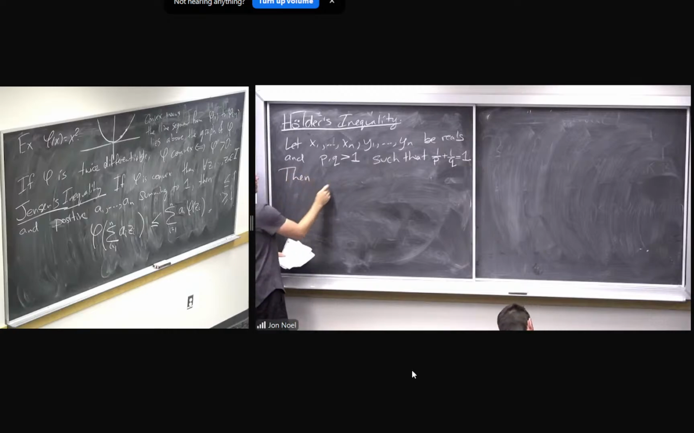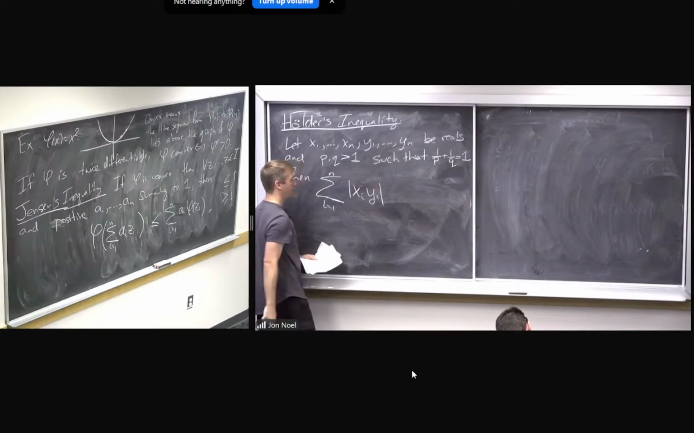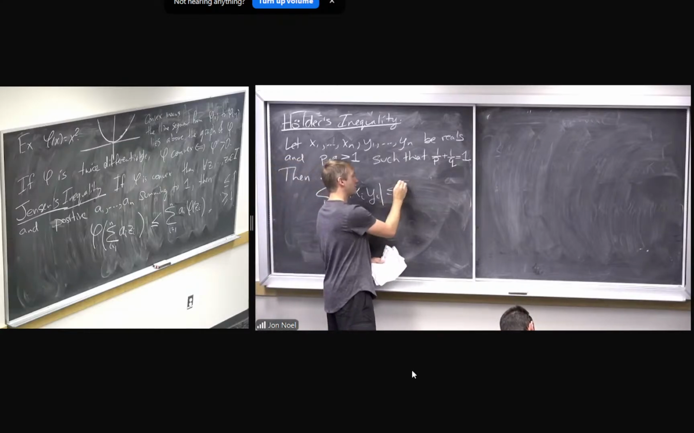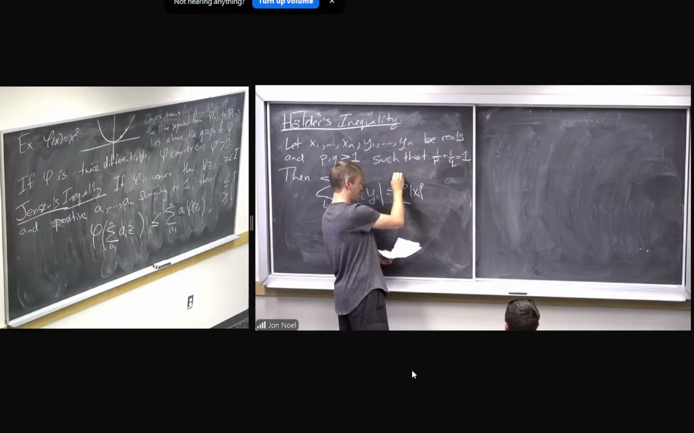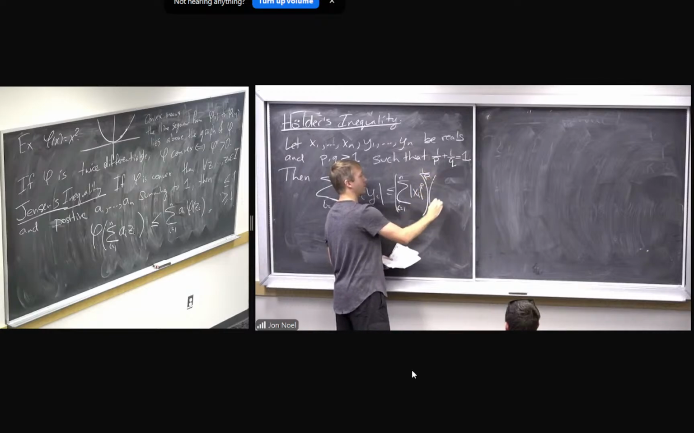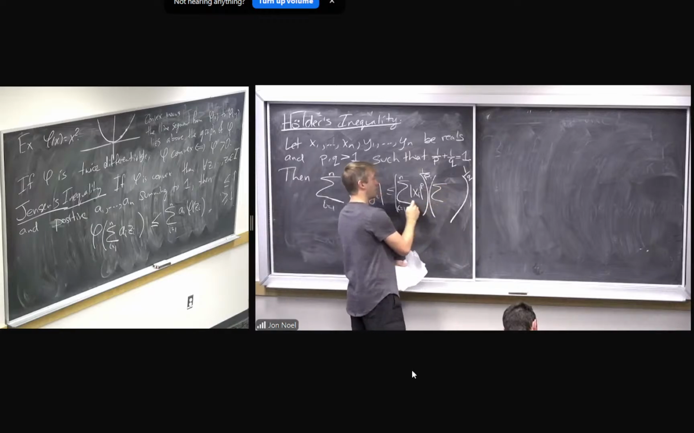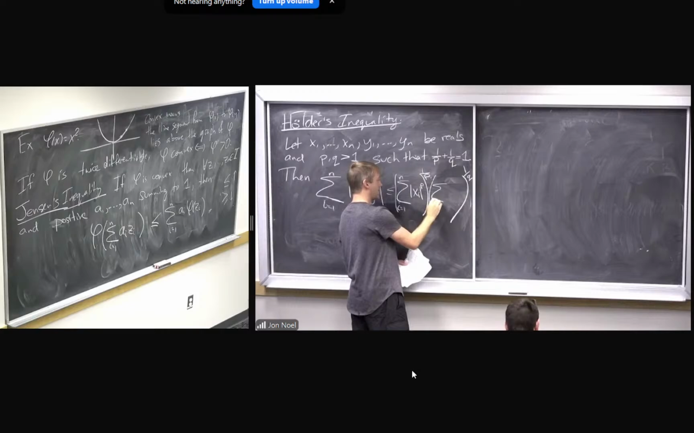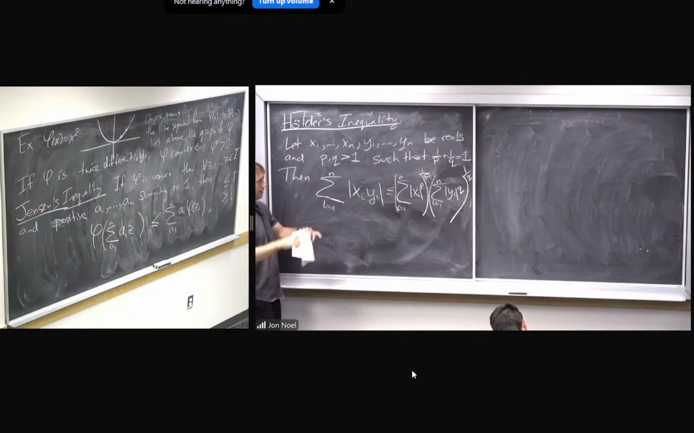So then, if I sum up from i equals 1 to n of the absolute value of xi times yi, that's at most, so I'm really running out of room here, if I sum up the pth power of the absolute value of xi, raised to the 1 over p, and then sum up the qth power of yi, and then on the outside of the sum, take the qth root.